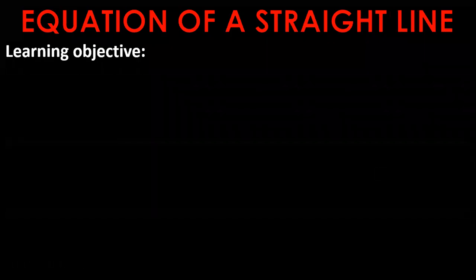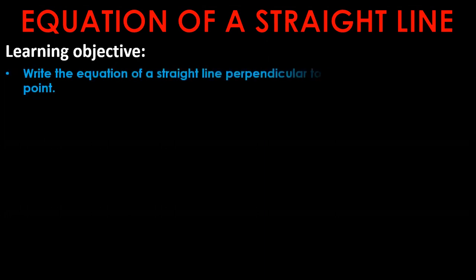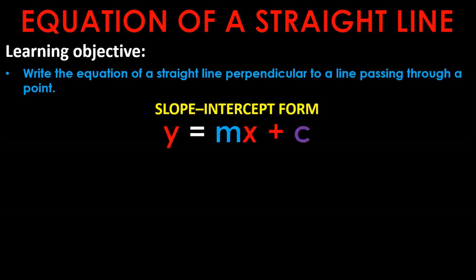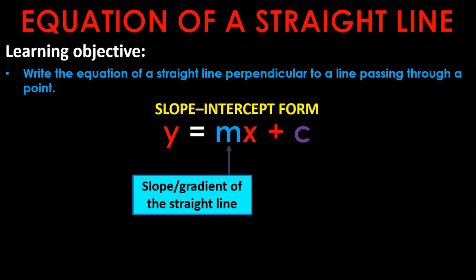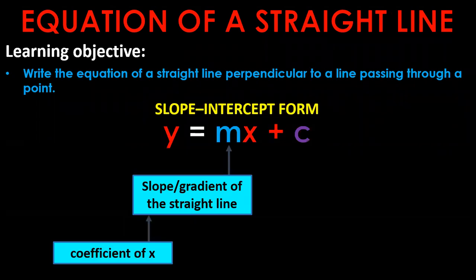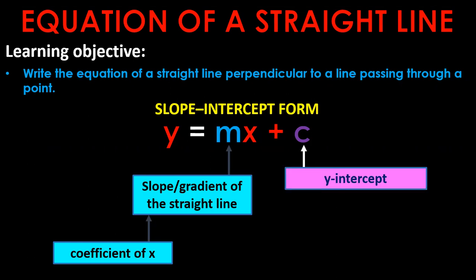Today, we are going to be writing the equation of a straight line perpendicular to another line passing through a point. To write the equation of a straight line, we will be using the slope-intercept form, where y is equal to mx plus c. M is our slope or our gradient of the straight line, and m is the coefficient of x. Let us look at c. C is the y-intercept, and c is also a constant.